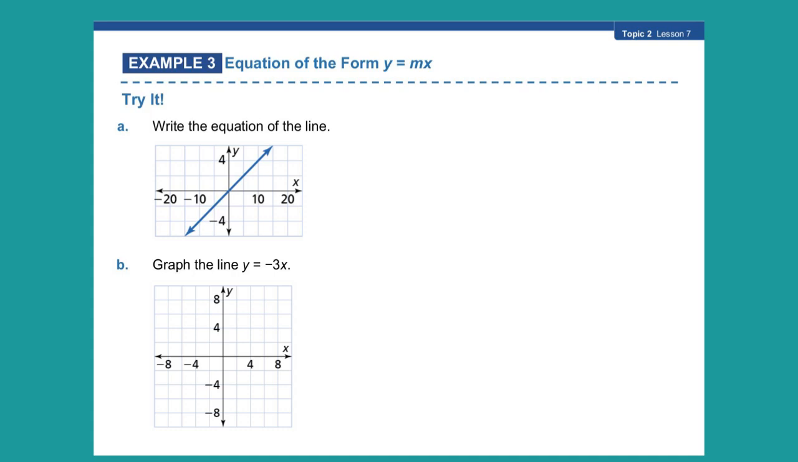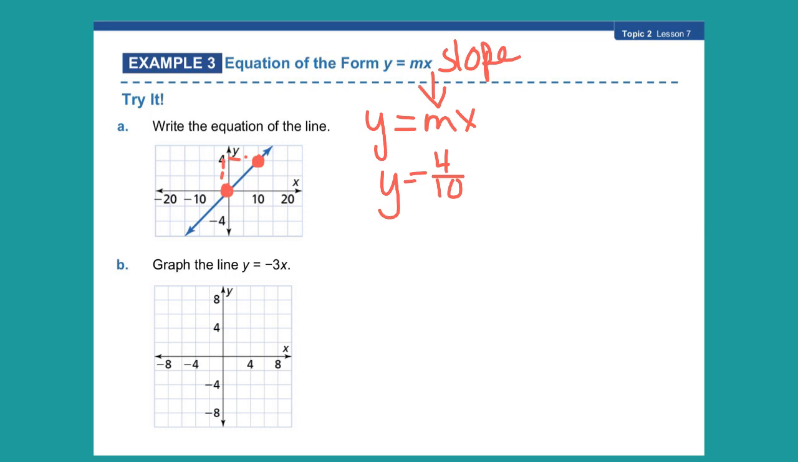This is the try it on the bottom of page 135. We need to write an equation for A. That's pretty simple. I know my equation is going to be y equals mx. I know that is my slope, and I know how to find the slope from a graph. I'm going to pick 2 dots. I'm going to pick this one, and I'm going to pick this one. And although I could use ordered pairs, I'm just going to count it out. I'm going to go up to 4 and over to 10.